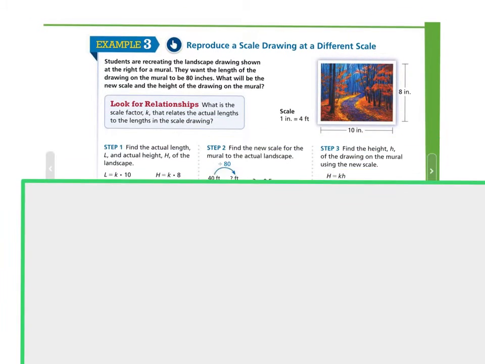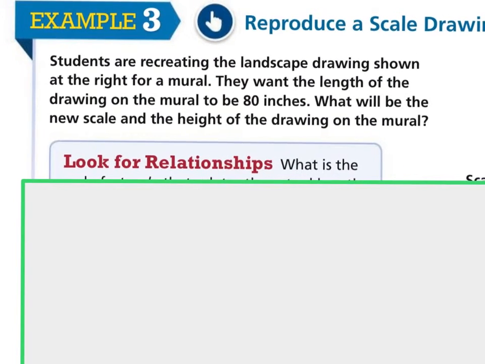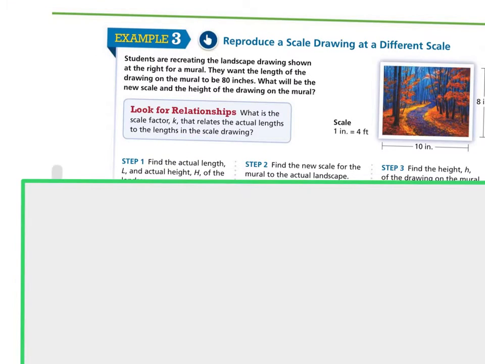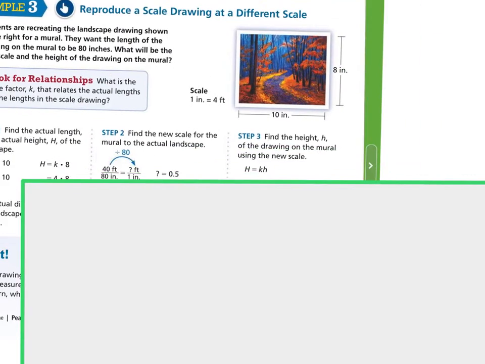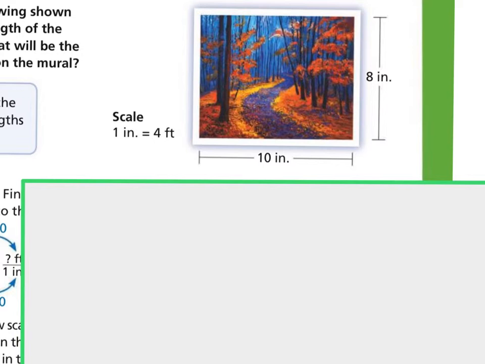If we look at example 3, students are recreating the landscape drawing shown at the right for a mural. They want the length of the drawing on the mural to be 80 inches. What will be the new scale and the height of the drawing on the mural? So I'm going to do this different than the book.